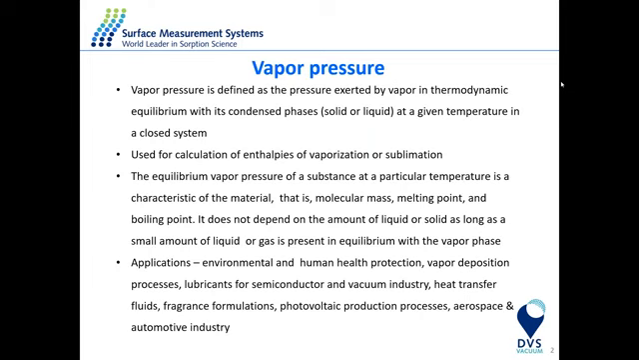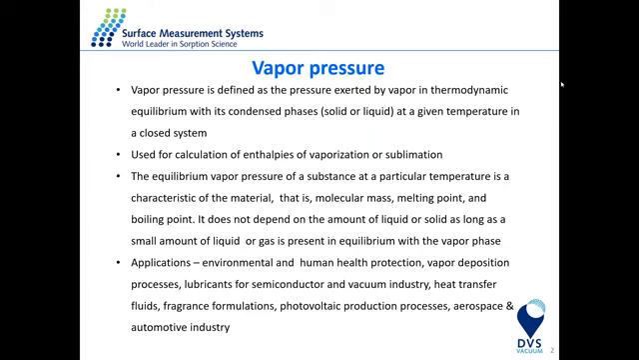Now, the vapor pressure of a substance at a certain experimental temperature is usually characteristic of the material, which can be defined by its properties like molecular mass, melting point, and boiling point. The vapor pressure doesn't really depend on the amount of liquid or solid sample, as we can use only a small amount of specimen, because only that is present in equilibrium with the vapor phase.